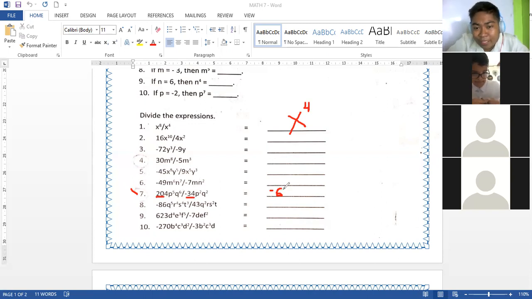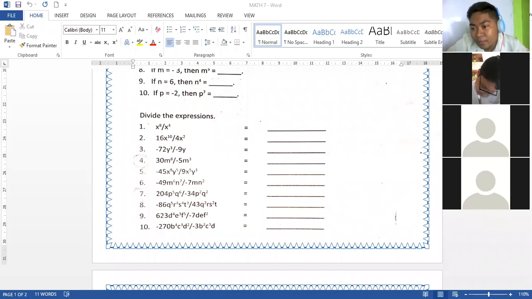Yung P, Q natin, sulat na natin. Kasi, yan na yan. P, this would be Q. Ang hinahanap na lang natin ay exponents. 5 minus 2. So, itong P, 5 minus 2, that would be 3. Q, so 6 minus 2, that would be 4. So, this is for division or divide. Okay? Nakuha? So, that is divide the expressions.